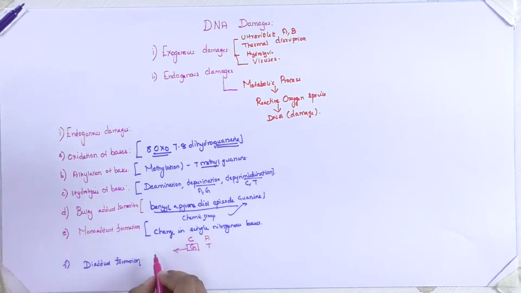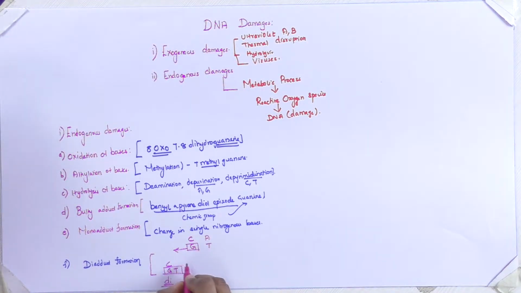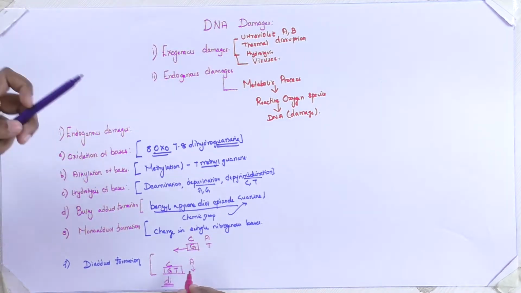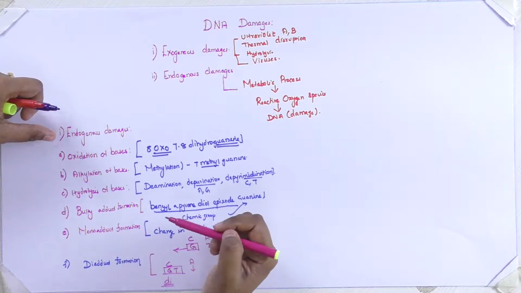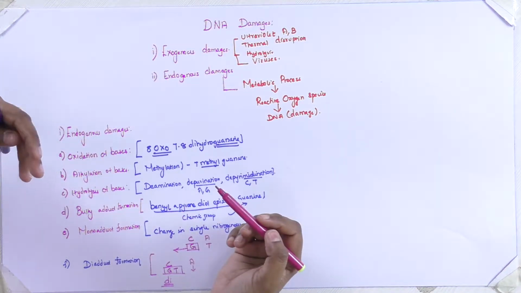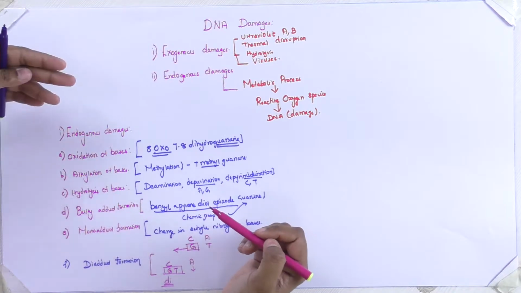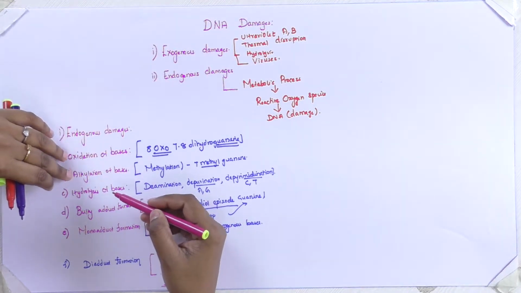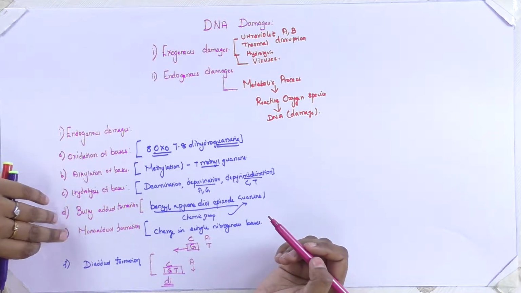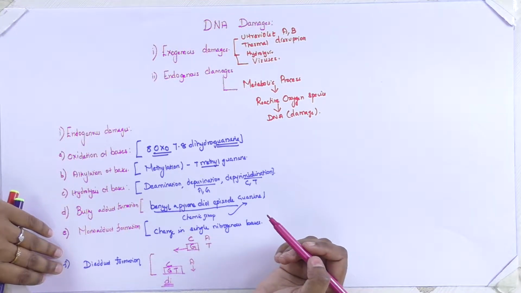Dimer formation, where C also pairs with the T molecule. So there are two nucleotides, that's why it is termed dinucleotides, and the A remains empty. So this is known as dimer formation. So these are the simple types of endogenous damages which occur in your body. Broadly, DNA damages are divided into two, exogenous and endogenous. Under endogenous you will have oxidation, alkylation, hydrolysis, bulky adduct formation, mono adduct formation and dimer formation.